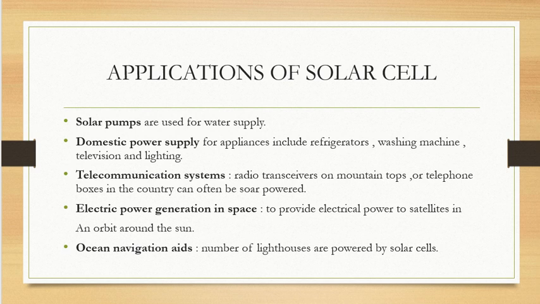Next is telecommunication systems. Radio transceivers on mountain tops, which is used for telecommunication purpose, or telephone boxes in the country, which can often be solar powered. These are used for powering the telephone. Next point is electric power generation in space, to provide electrical power to the satellites in an orbit around the sun.